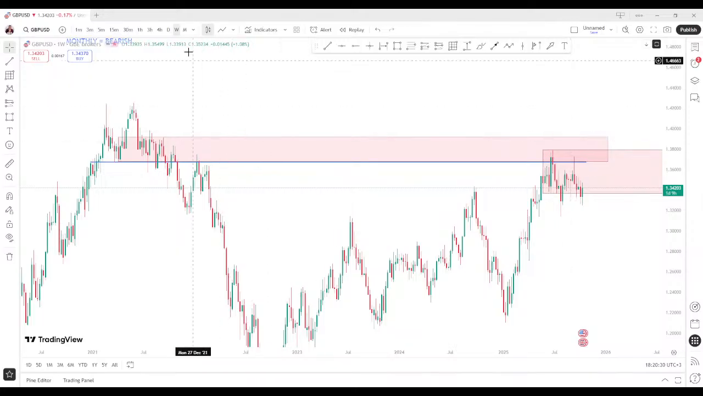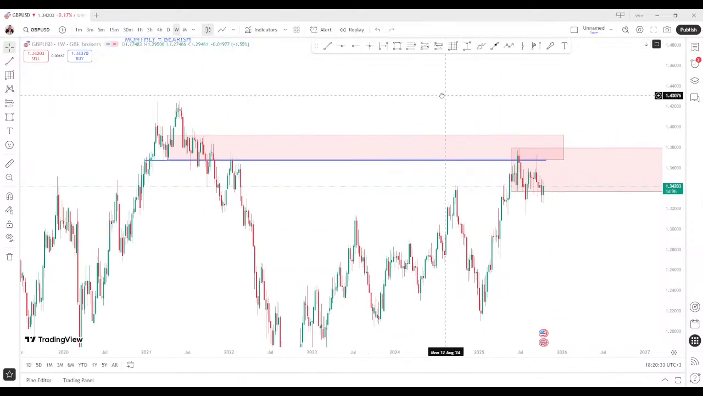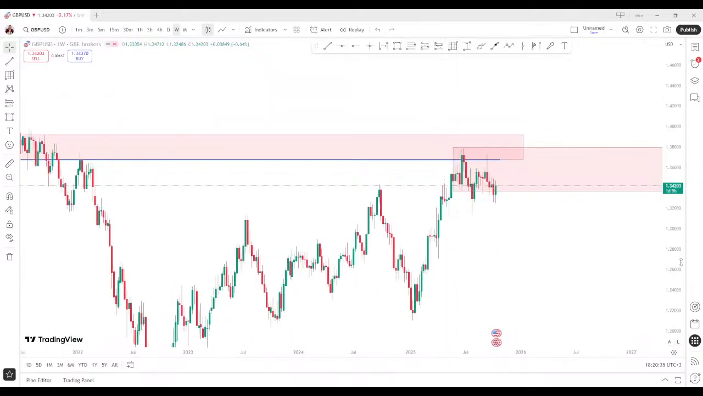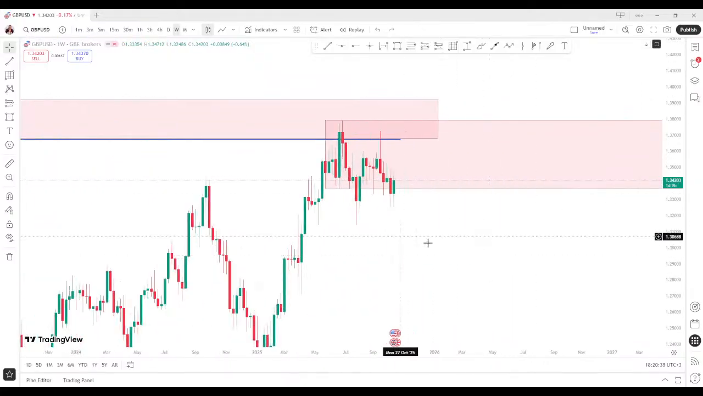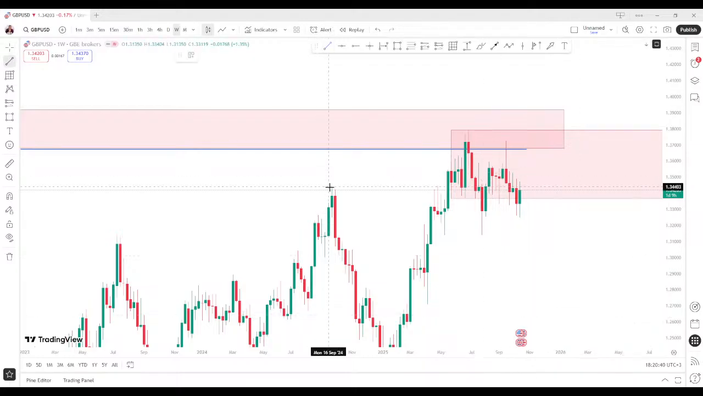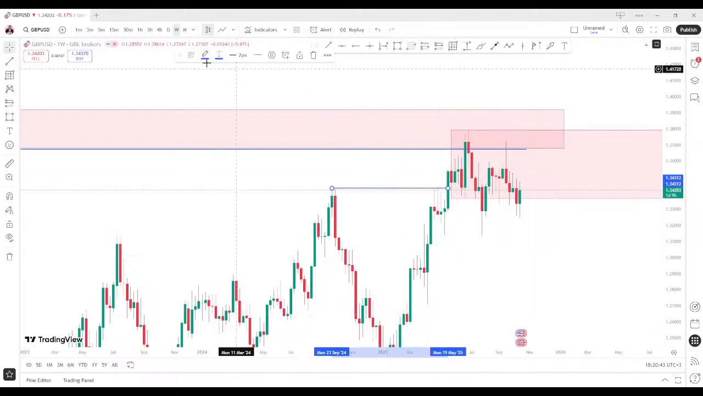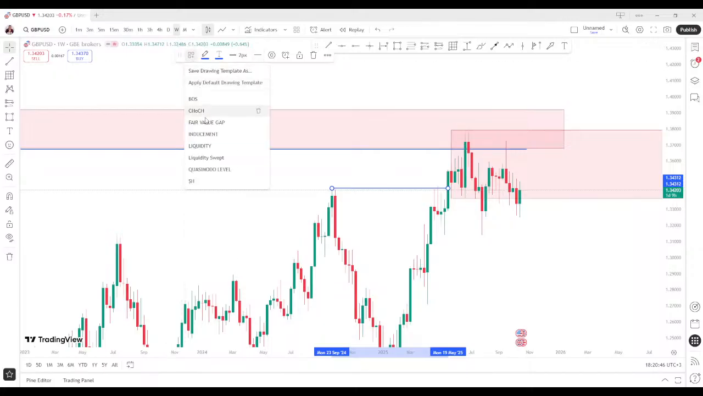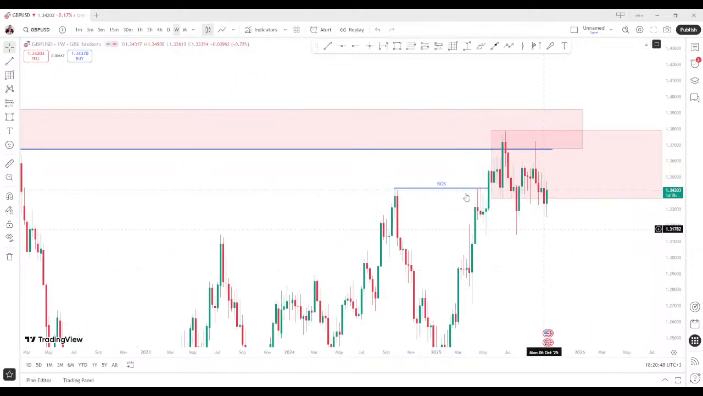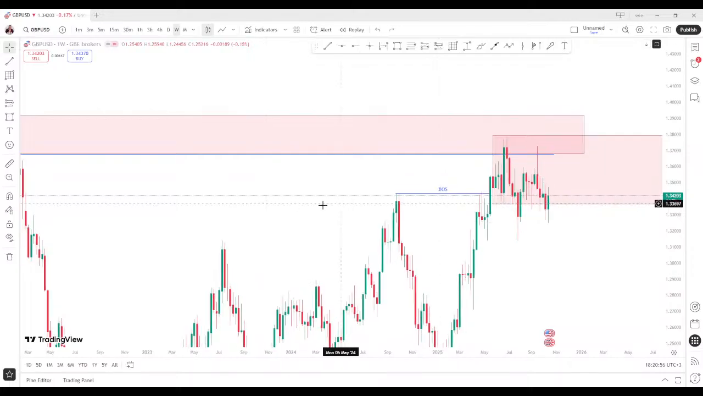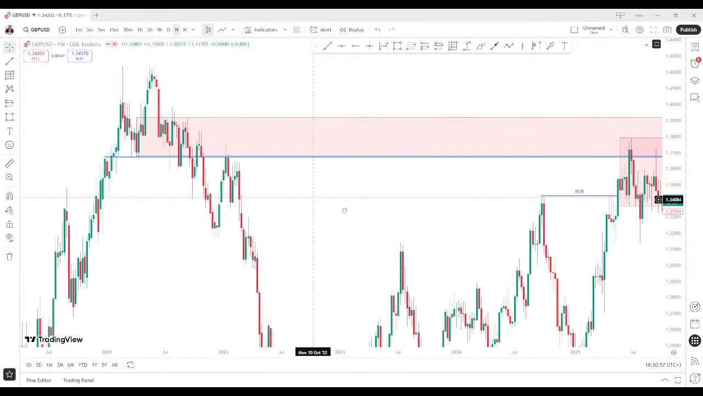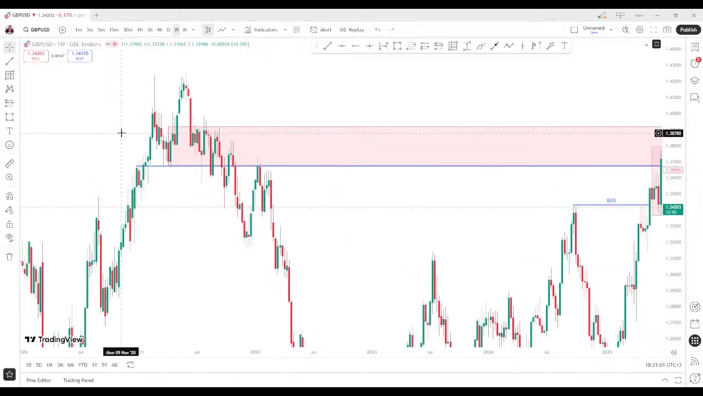Okay, so even weekly, let me show you something. Now we have a break of market structure here. We have a BOS here. Why do we have this BOS? This is GBPUSD. We have this BOS because the market was coming towards our zone here. And the market has already touched our zone.